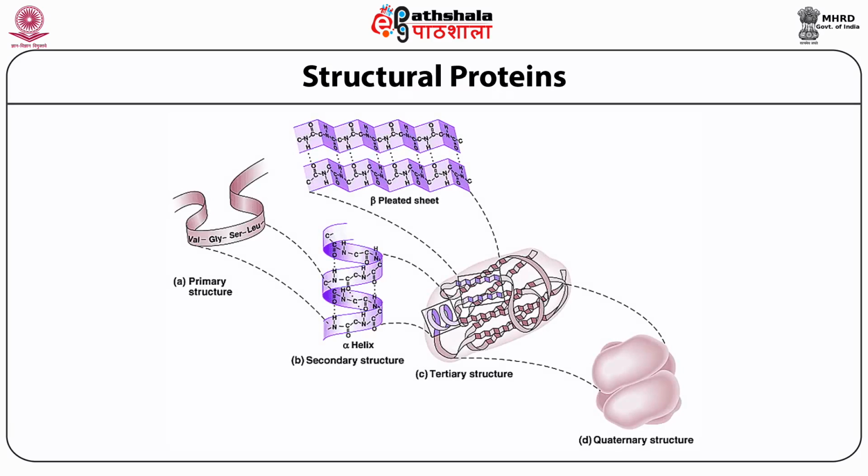The primary structure is the sequence of arrangement of amino acids. The secondary structure gives the alpha helix and beta pleated sheets. In the tertiary structure we understand the domain. The quaternary structure gives the overall entire protein molecule.